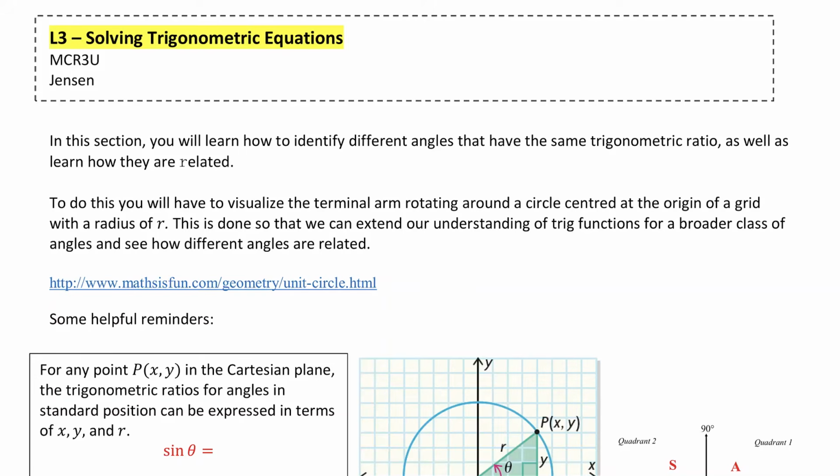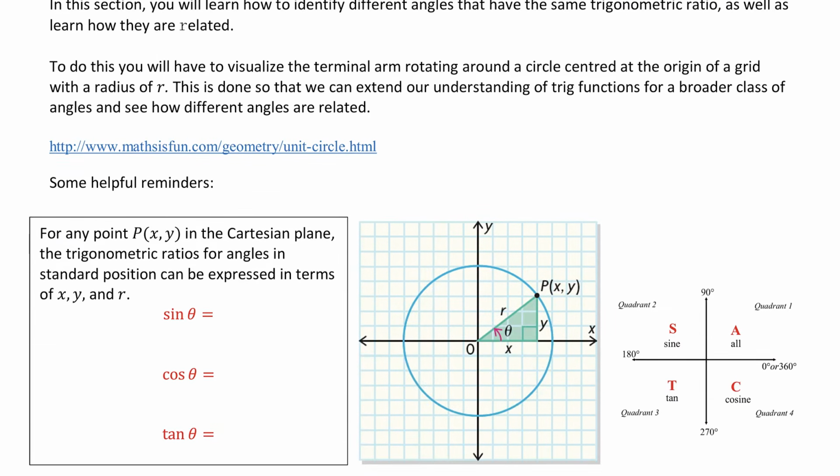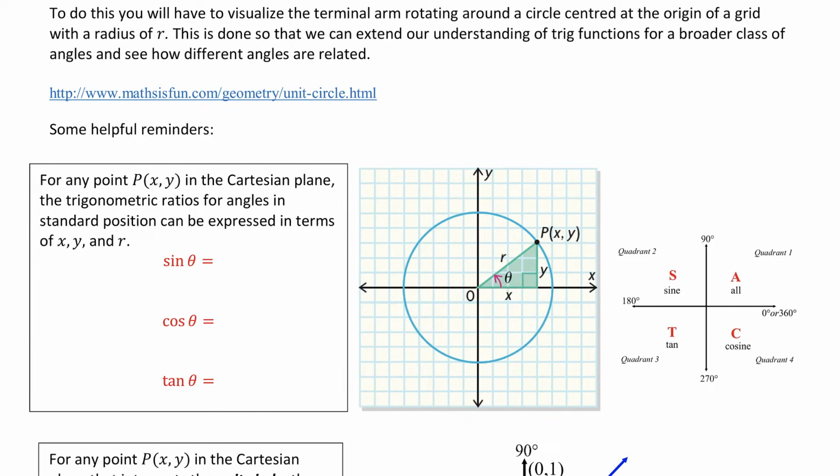Here's lesson 3 of the trig geometry unit. In this lesson, let me teach you how to solve trig equations. And to solve trig equations, you're going to have to learn how to identify different angles that have the same trig ratio. Before we do that, let me remind you about how we're going to interpret an angle theta.